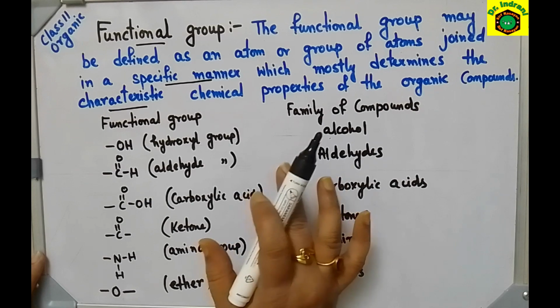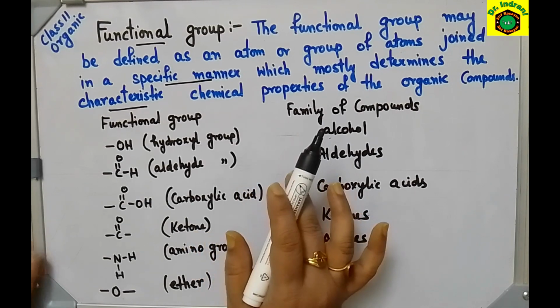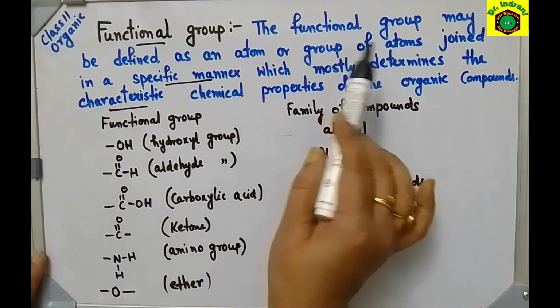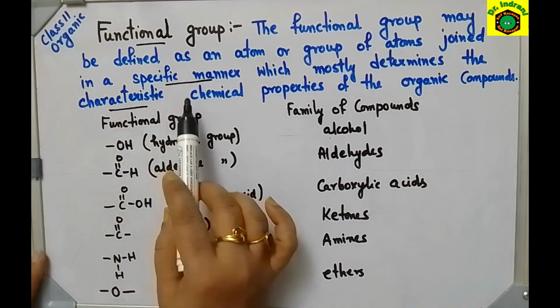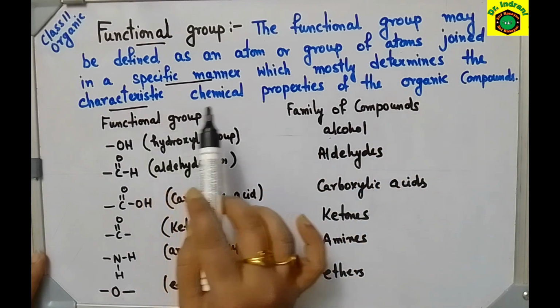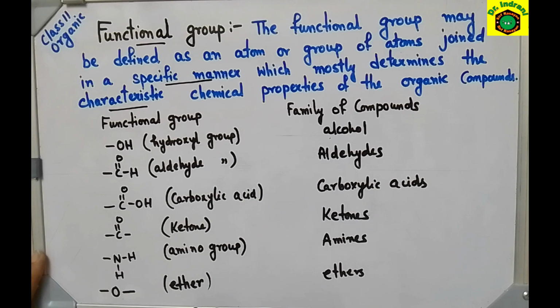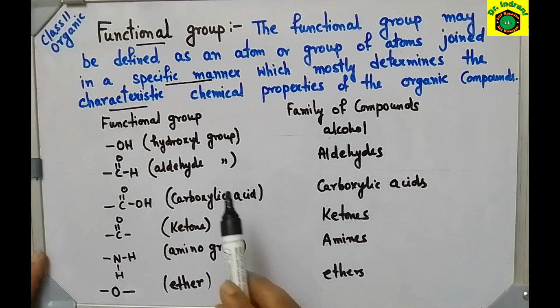In this video we will study what is functional group and nomenclature of organic compounds. So what is the definition of functional group? The functional group may be defined as an atom or group of atoms joined in a specific manner which mostly determines the characteristic chemical properties of the organic compounds. Here are some functional groups and here is the name of the family of compounds.